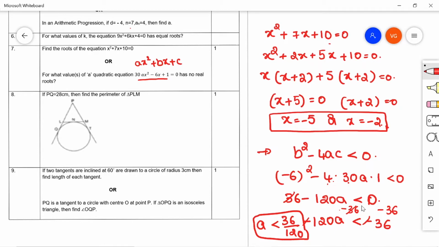Coming to the marking scheme for question number 7. If you can split the term like this in the given equation, you will get half a mark. Then finding the final answer will give you another half mark, so totally 1 mark. For the choice question, for writing down the formula, you will get half a mark. Solving this and finding the final answer, you will get another half mark.